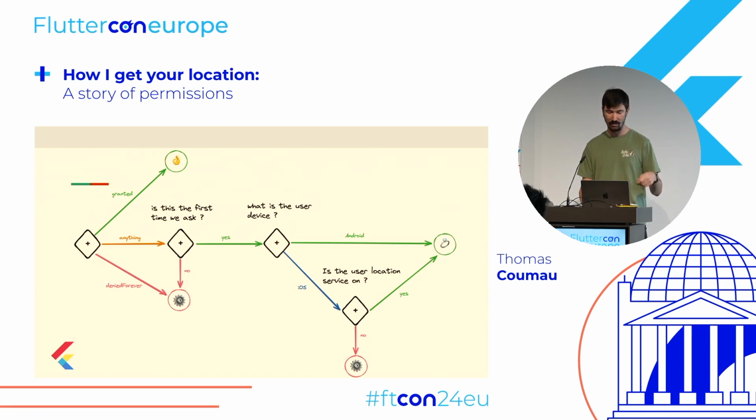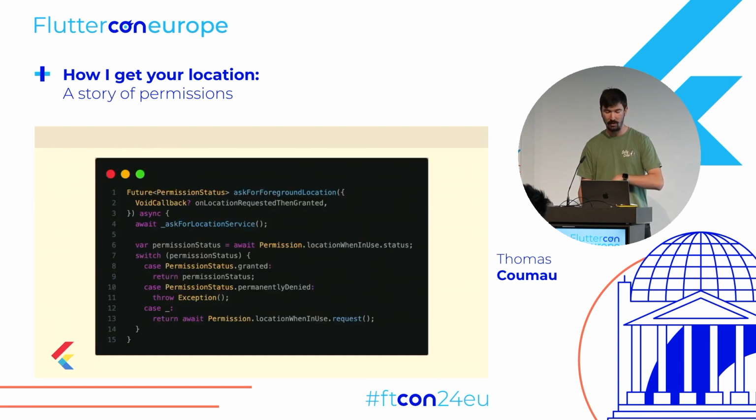So what does it look like in the code? We basically just have one method to ask for foreground location, which will wait for the location service to be activated. And then we will look at the current status with the location when in use status. Depending on the different case, if it's already granted, we will not ask for another request. And we can throw a specific exception if we want, in the cases we don't want to actually request the permission, or just call the permission location when in use request.